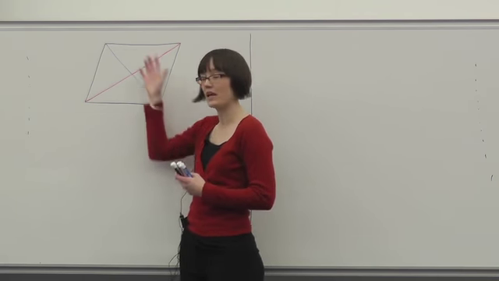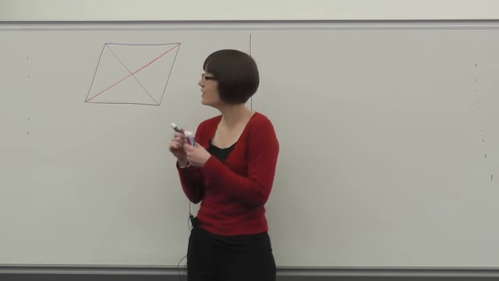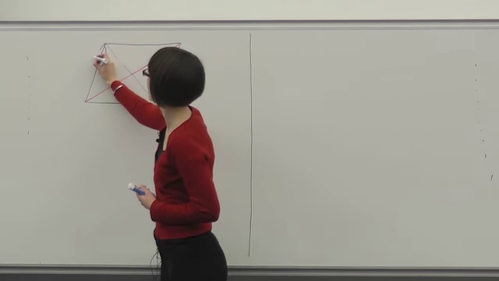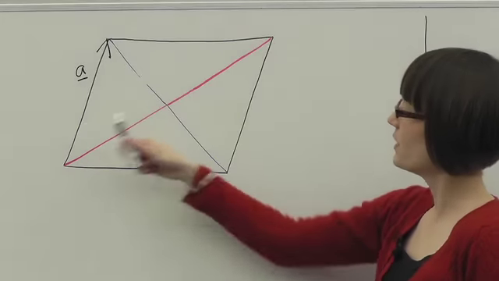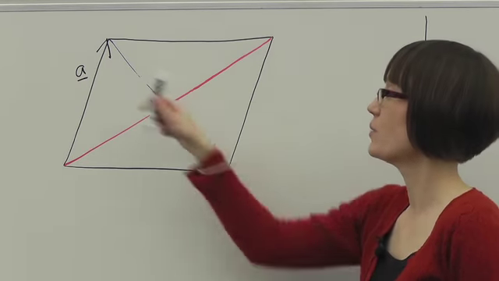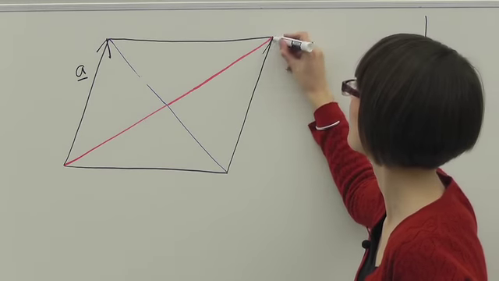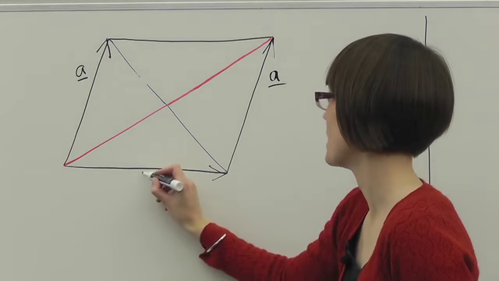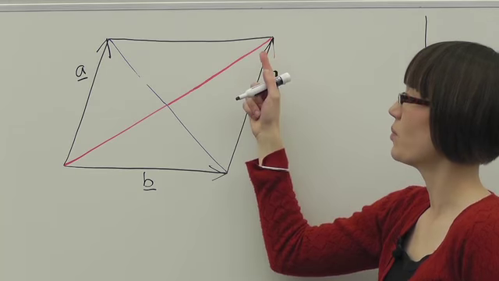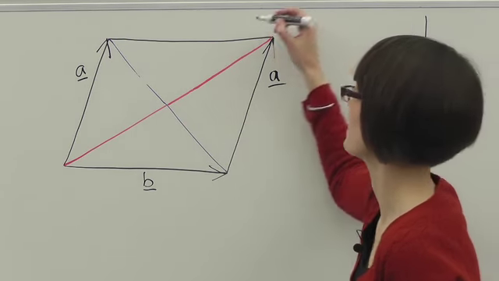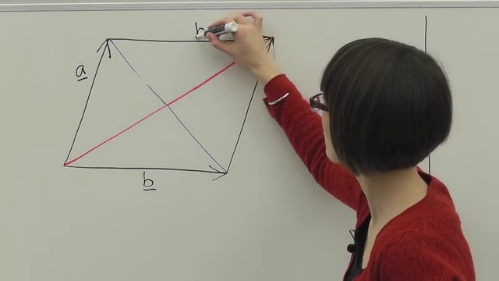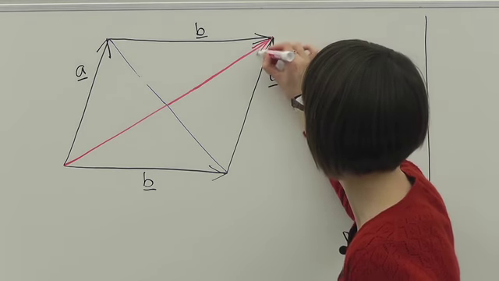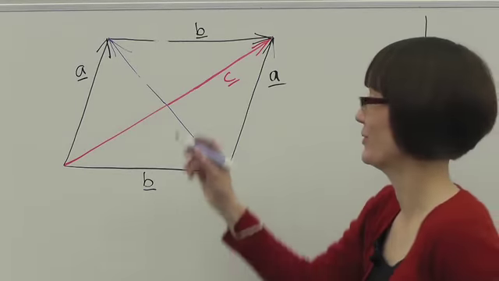So we'll start off by formulating this problem in terms of vectors. I'm going to call the line that goes up the left-hand side the vector A. And then I know that the one that goes up the right-hand side is also A because it's parallel and it's got the same length. And I'll call the one across the bottom B. Then I know the one across the top is also B because it's parallel and has the same length. And then I'll call this red diagonal C and the blue diagonal D.